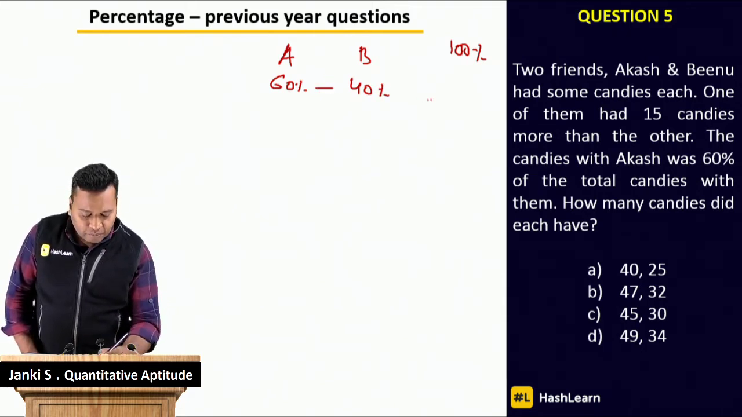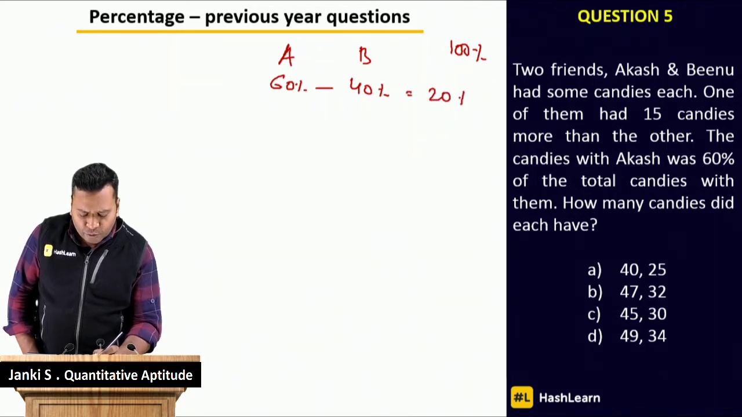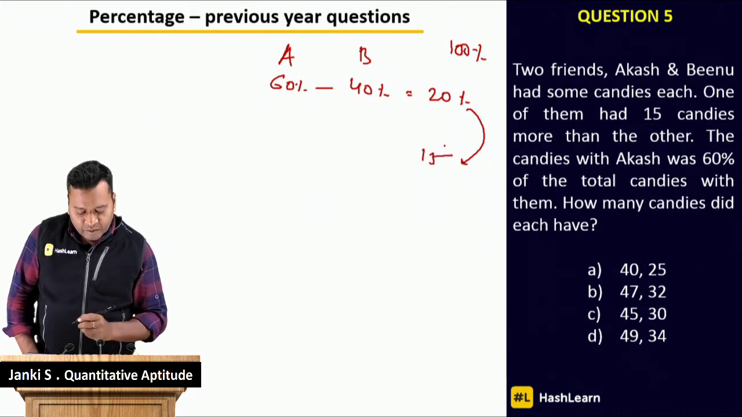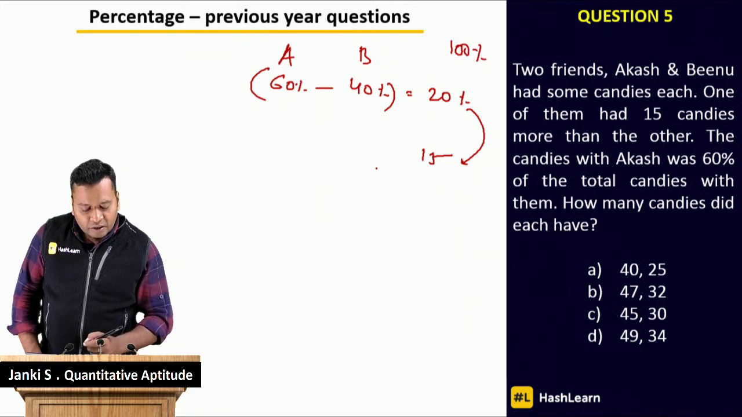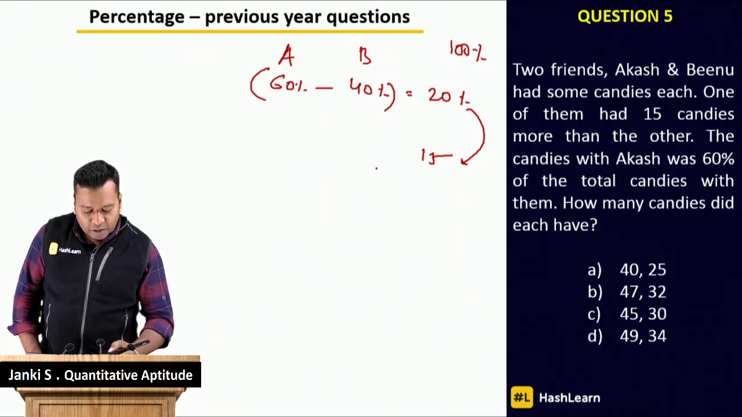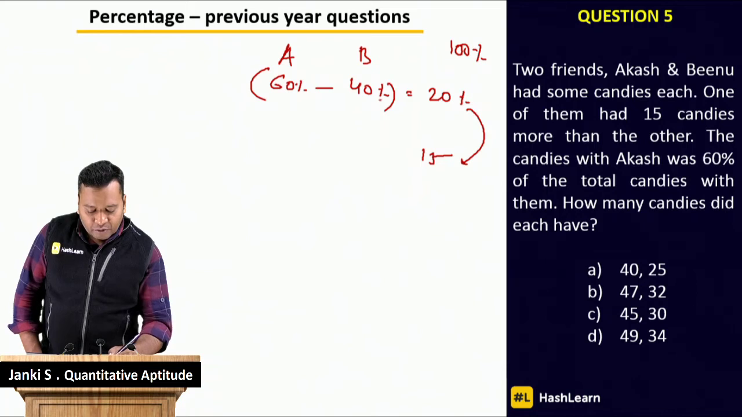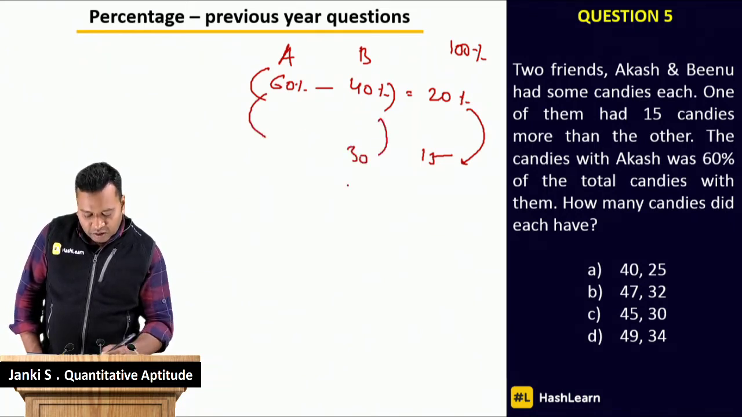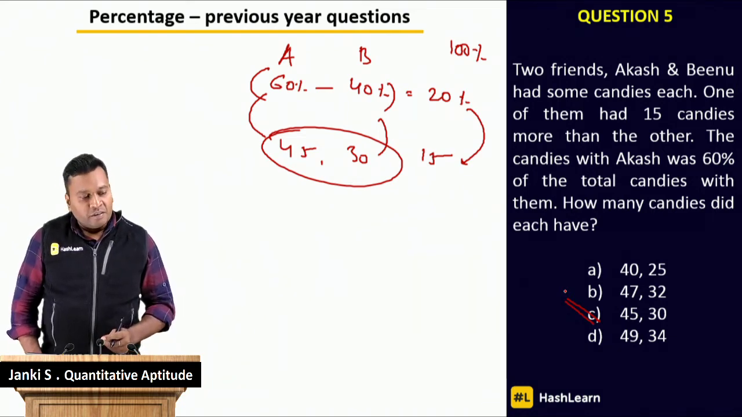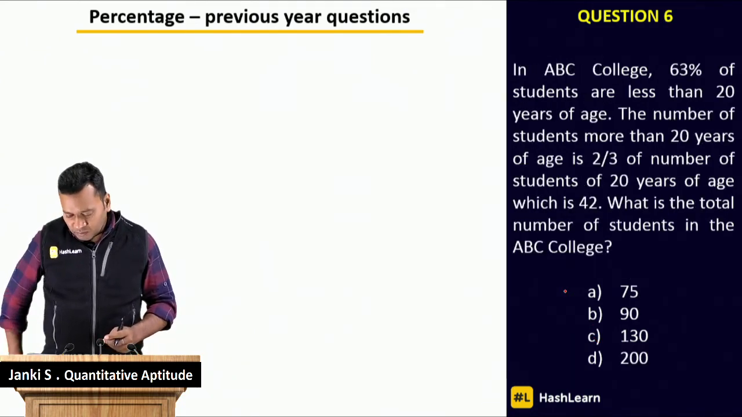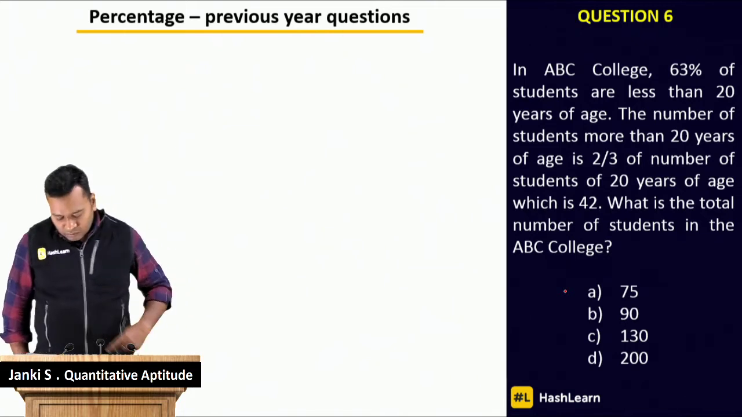So the difference between their percentage points is how much? 20%. And can I say 20% should be equal to 15? If 20% is equal to 15, that means I can find out the values of 60% and 40%. So if 20% is 15, that means 40% is double of that, which is 30 here, and 60% is triple of this, 45. My values are 45 and 30, right? Basic calculation.